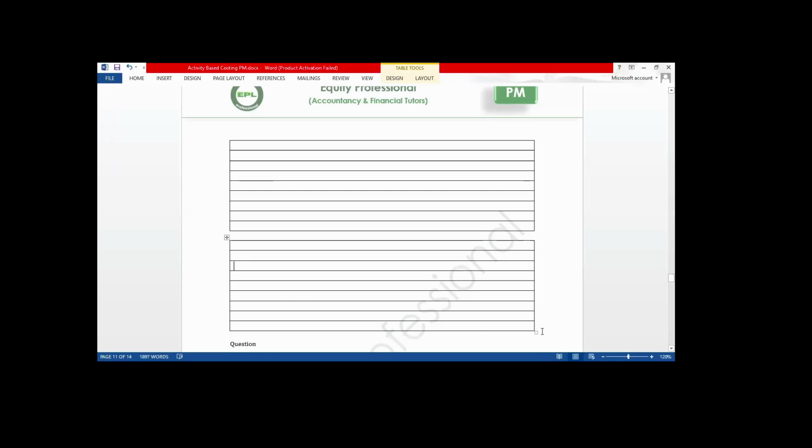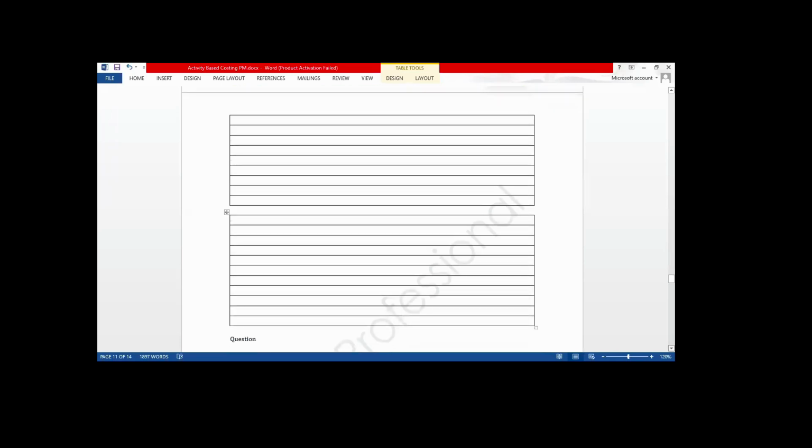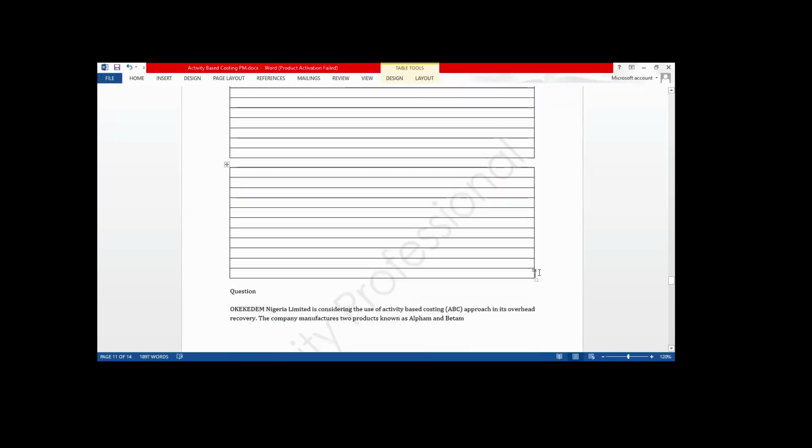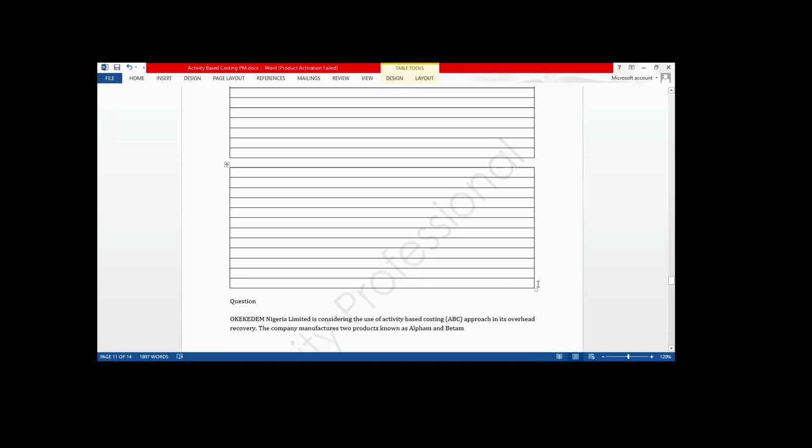We said activity-based costing is a costing method, or let me put it this way, it's one of the modern costing methods that was developed and introduced so as to correct the deficiency of the traditional absorption costing system.